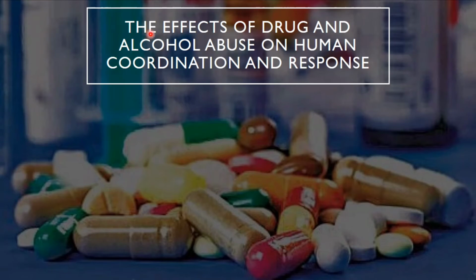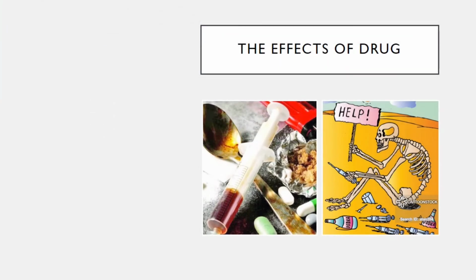Now, let's take a look at the effects of drug and alcohol abuse on human coordination and response. There are many types of drugs used for medical purposes. For example, marijuana is used by doctors in small quantities to reduce nausea in cancer patients after undergoing chemotherapy treatment. However, drug abuse other than for medical purposes can cause serious side effects and would most likely be fatal.